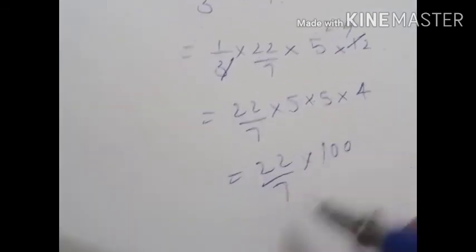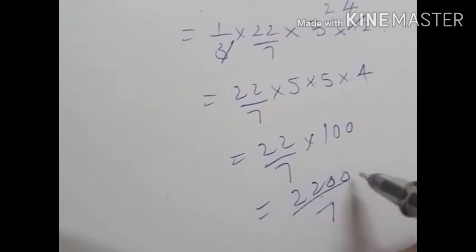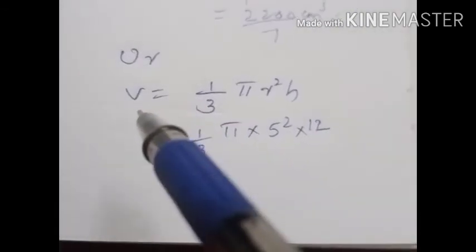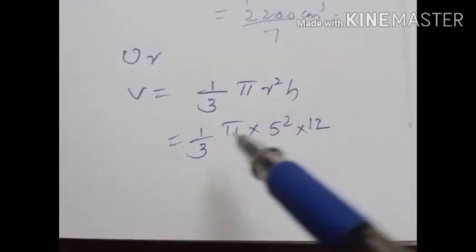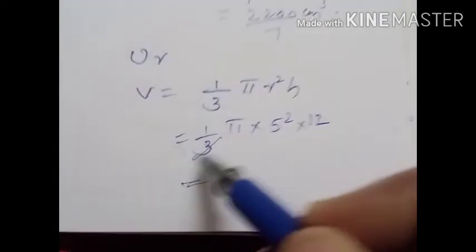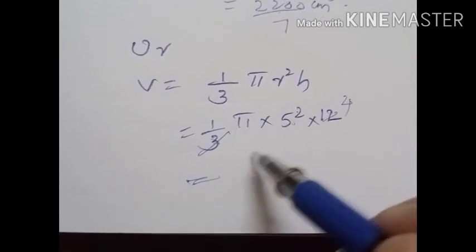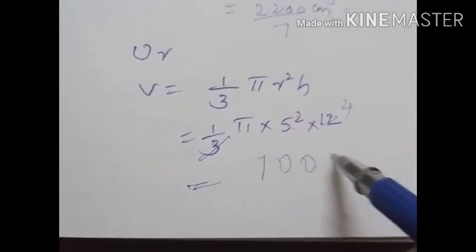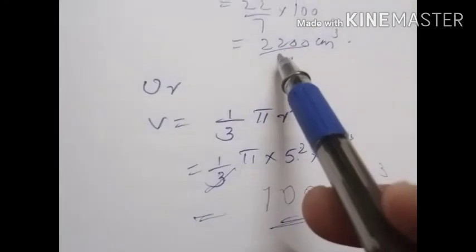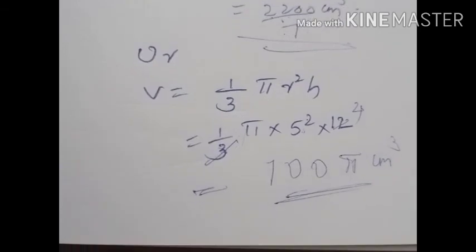That is equal to 22 by 7 into 5 into 5, 25. 25 into 4, 100. So we get 2200 by 7 centimeter cube. Or we can express this as 1 by 3 pi r square h. If we don't give the value of pi as 22 by 7, then 12 and 3 we can cut. 5 square is 25. 25 into 4 is 100. So we will get 100 pi centimeter cube. Okay, so 100 pi centimeter cube or 2200 by 7 centimeter cube. Anyway, we can express this answer.